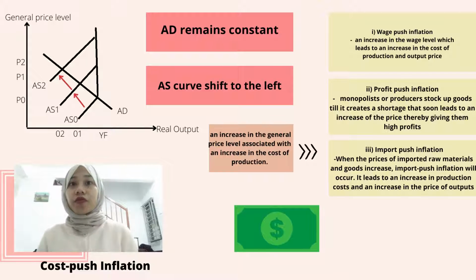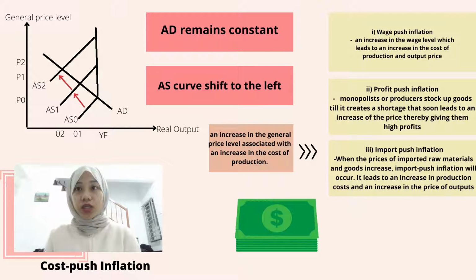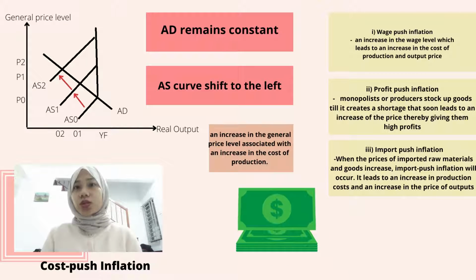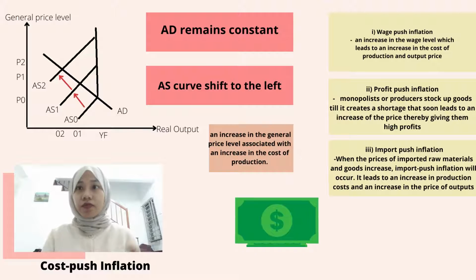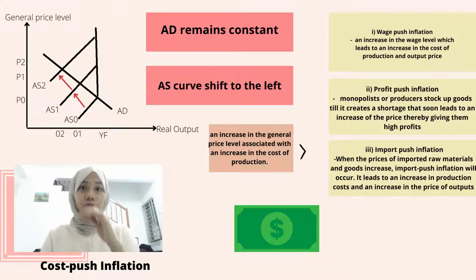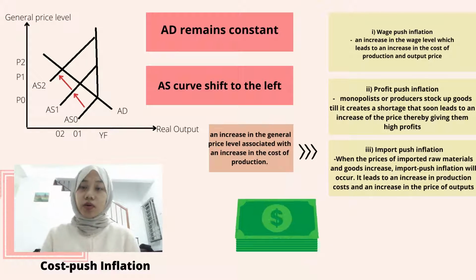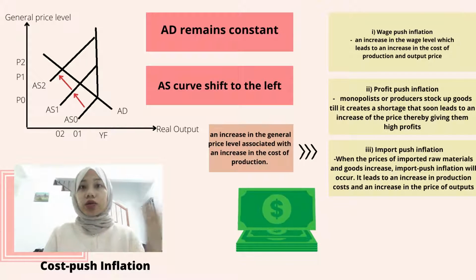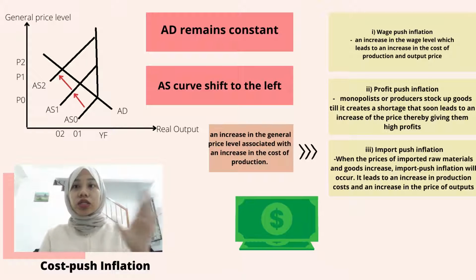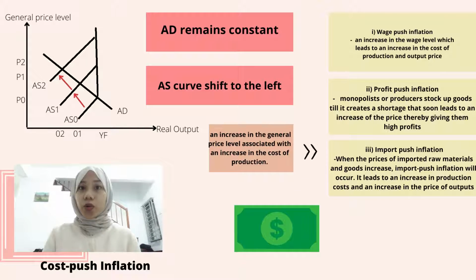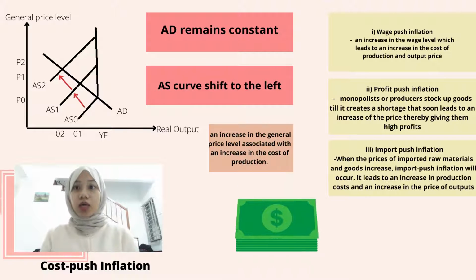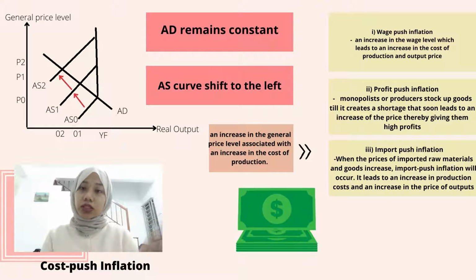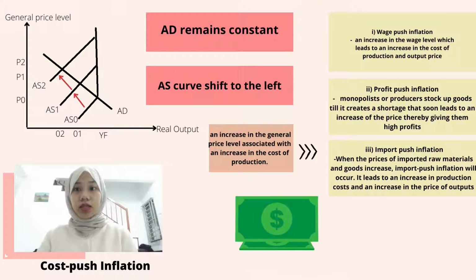Another thing is profit push inflation. It happens when monopolies and producers stock up goods until it creates a shortage that soon leads to an increase of price, thereby giving them high profits. And when the prices of imported raw materials and goods increase, import push inflation will occur. It leads to an increase in production costs and an increase in the price of outputs. If a country lowers its currency's exchange rate, it will create inflation in imports, whereby foreign goods are more expensive compared to locally produced goods.